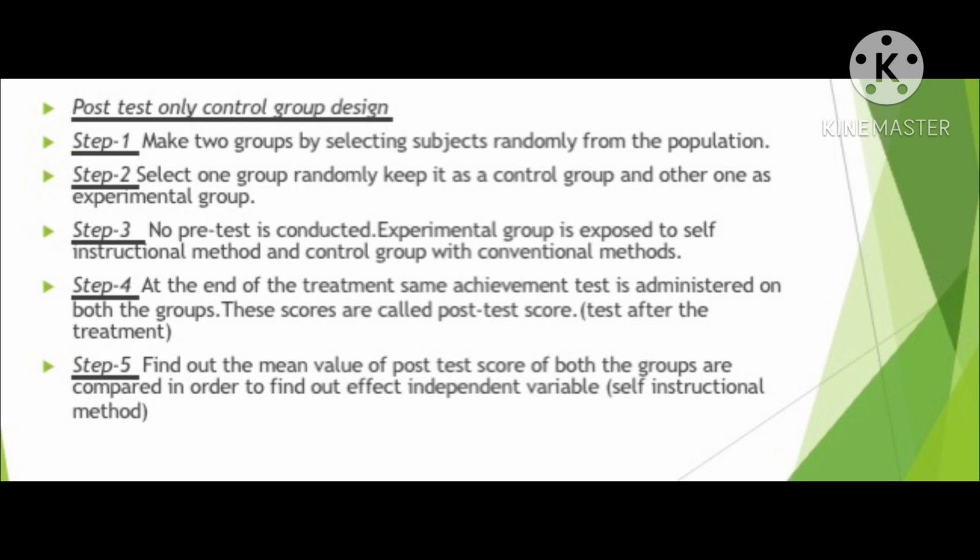In step 4, at the end of the treatment, the same achievement test is administered to both the groups, and these scores are called post-test scores. Then in step 5, find out the mean value of the post-test scores of both the groups, and they are compared in order to find out the effect of the independent variable on the dependent variable, that is the achievement. This is the post-test only control group design.